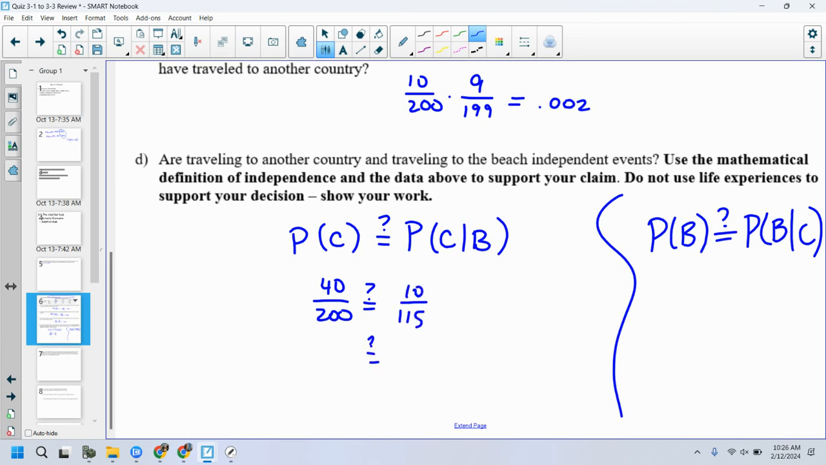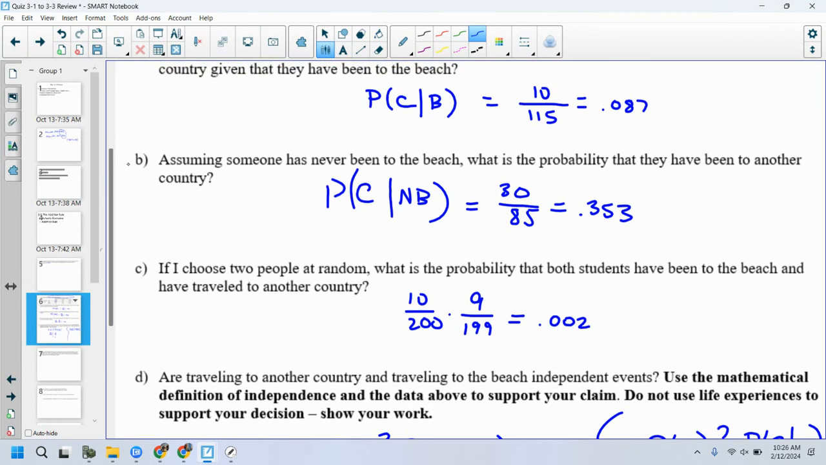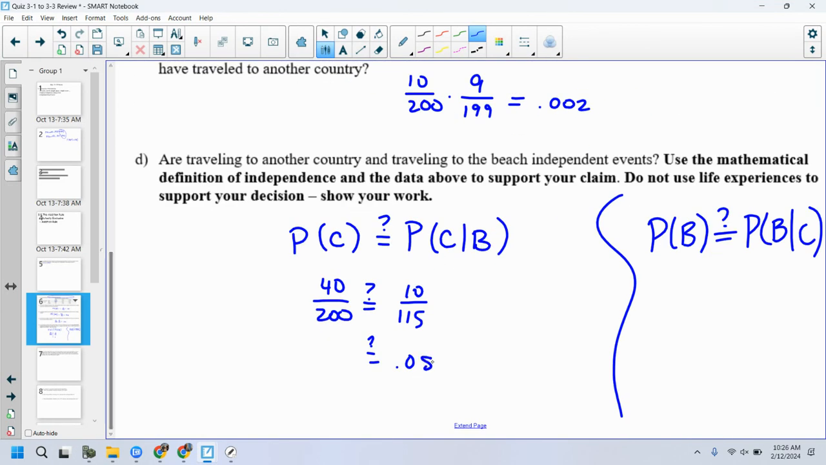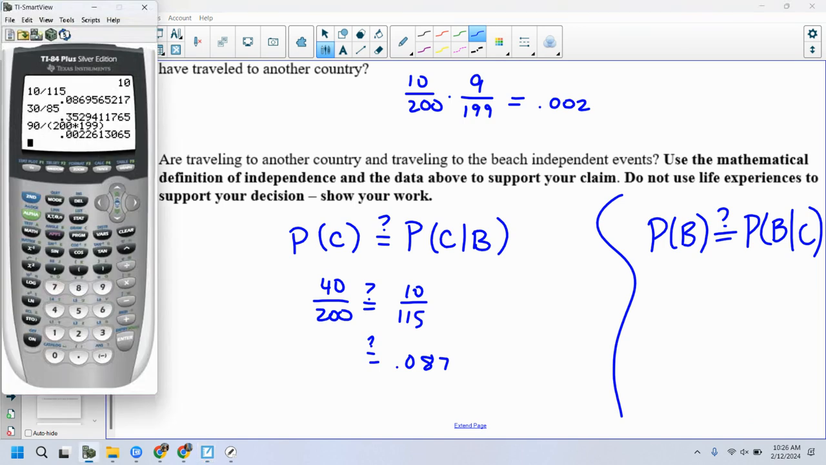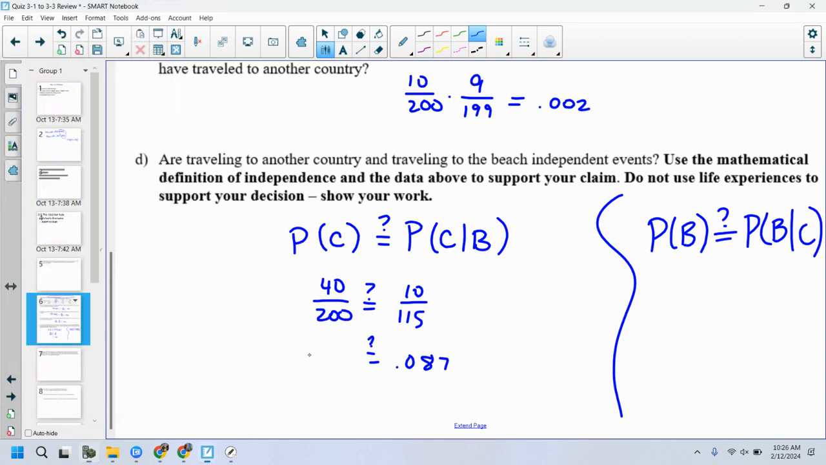Well, this was 0.0, what was it? 0.087 or something? Yeah, 0.087. And 40 out of 200 is not 0.087. It is 0.2. So we can say that these things are not equivalent.